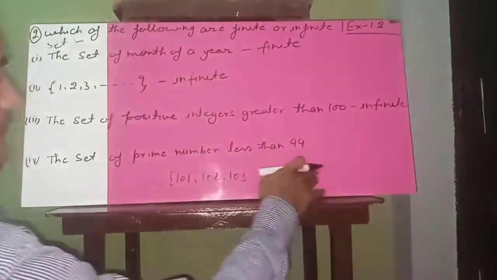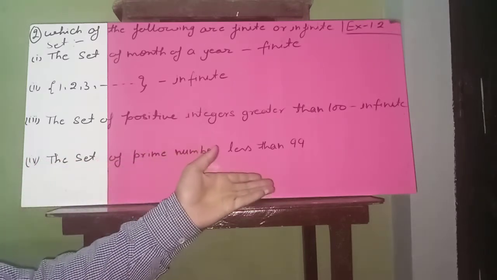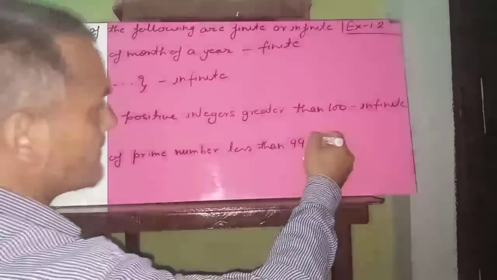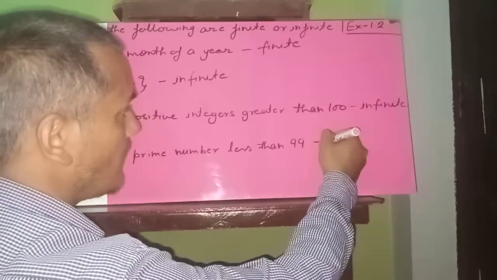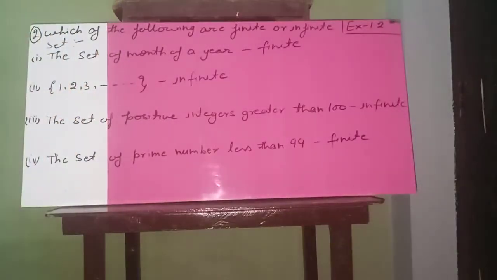Okay, after that its fourth part, the set of prime numbers less than 99. So less than 99, how many prime numbers are there? Prime numbers have only two factors. So it means the set of prime numbers less than 99 is countable. So that is a finite set. Okay, so now make question number second.